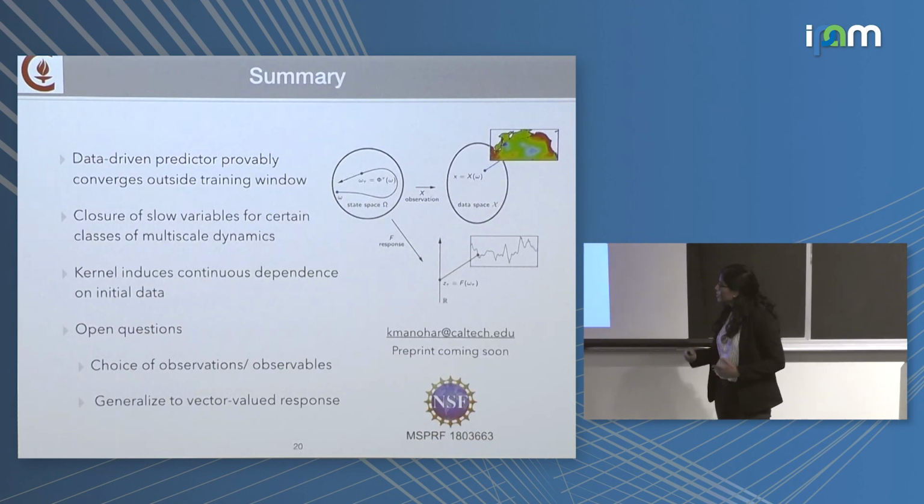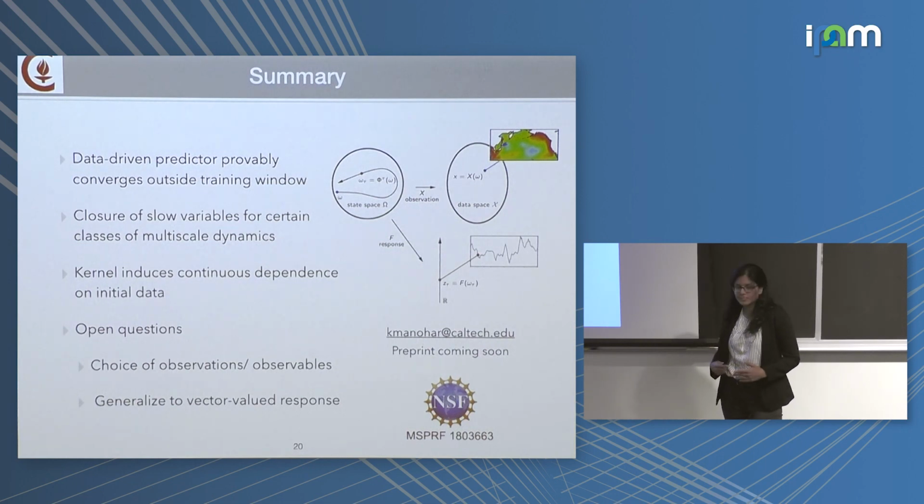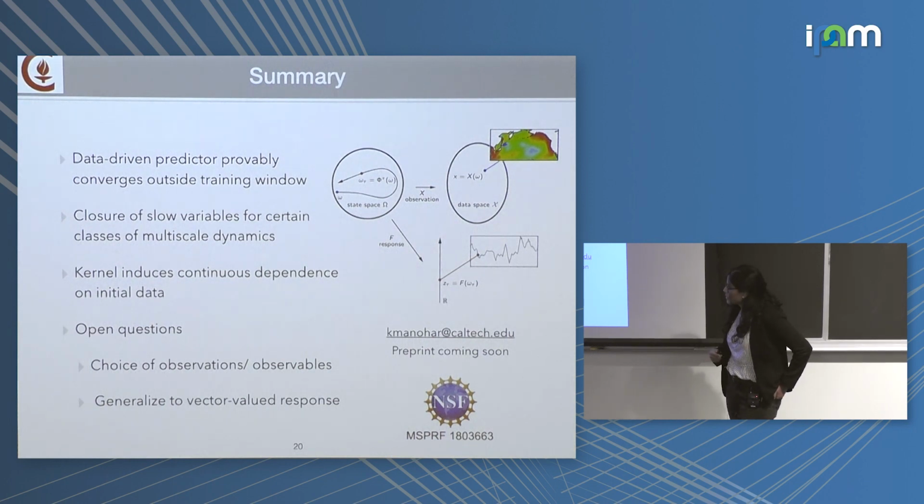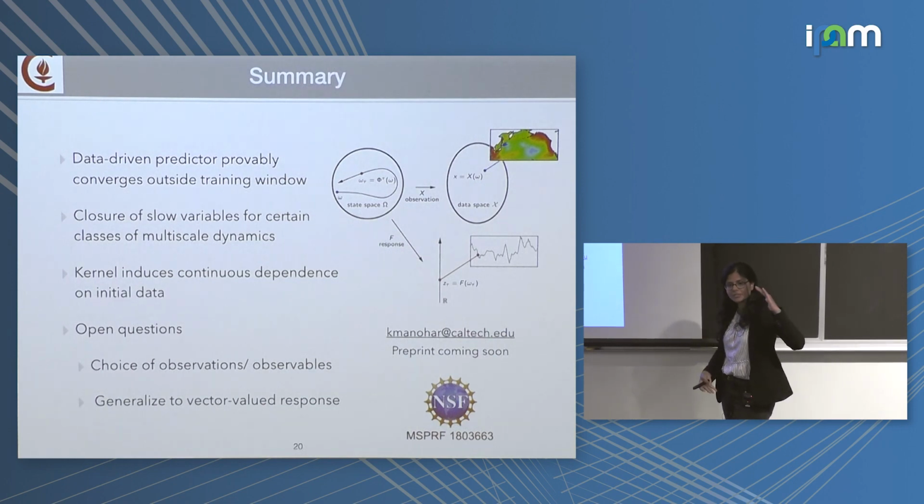And we can see closure of the slow variables for certain classes of multiscale dynamics. And this may be useful where you have clear separation in certain climate phenomena or molecular dynamics. And I'm excited to see if anyone has any data where you can apply this. And some open questions are how to generalize to a vector valued response variable. Instead of stacking a bunch of observables and forecasting them independently, what if you have a single vector valued observable where the components depend on each other? And that's an open research direction.